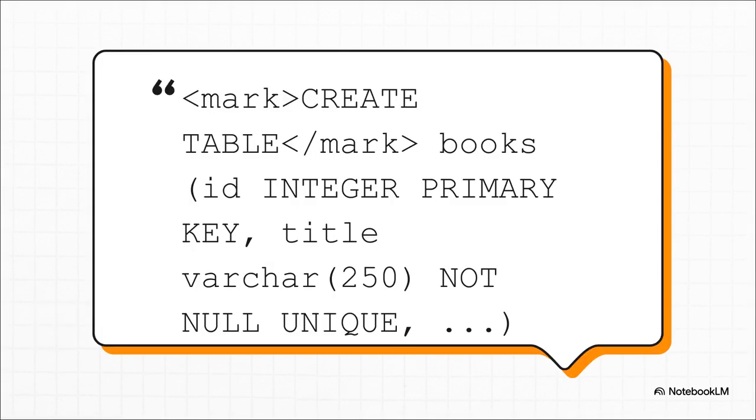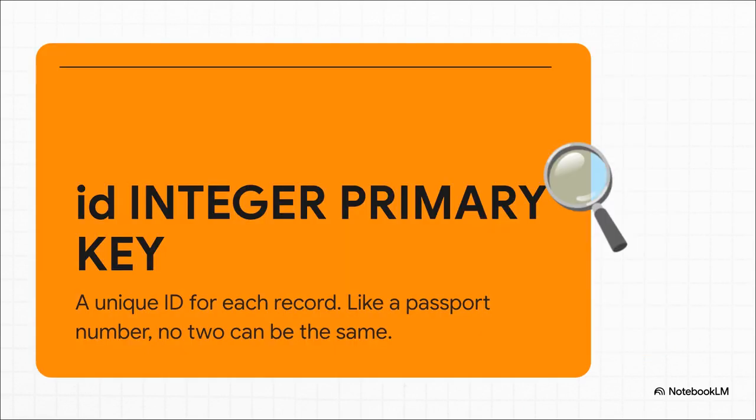Okay, I know. You see this and it looks complicated. It's our first real look at another language called SQL. But trust me, it's way more straightforward than it appears. This is just the blueprint for our books table. And we're about to break down what every single piece of this puzzle means. So let's start with that first rule. ID, integer primary key. All this says is we're creating a column called ID, and it's got to be a whole number. But the really important part is primary key.